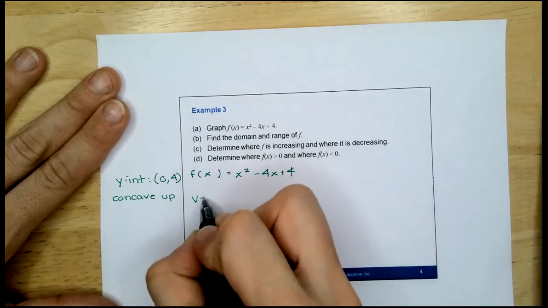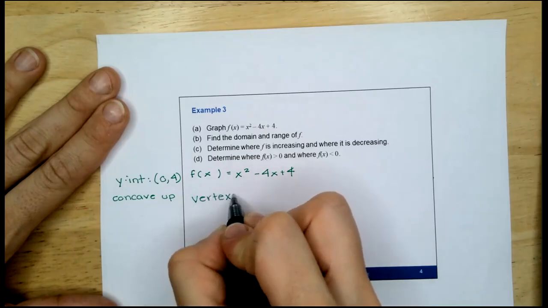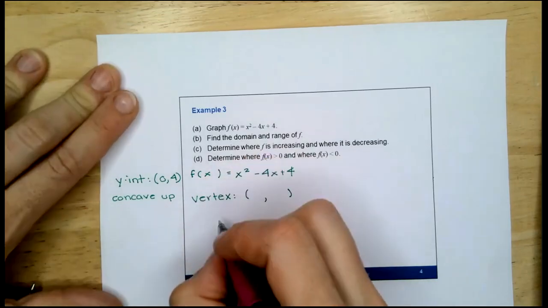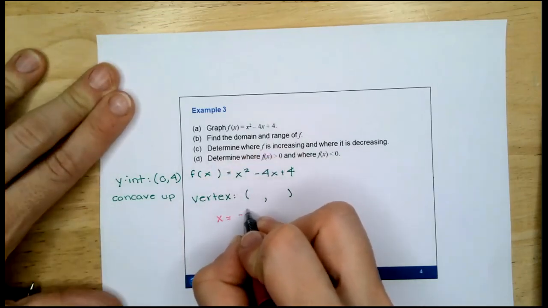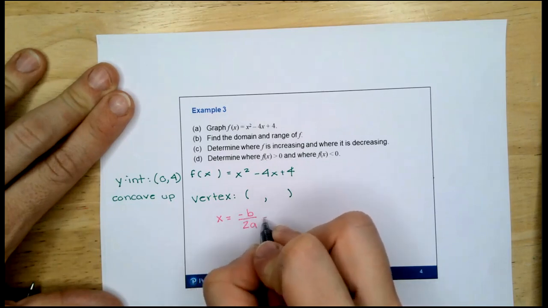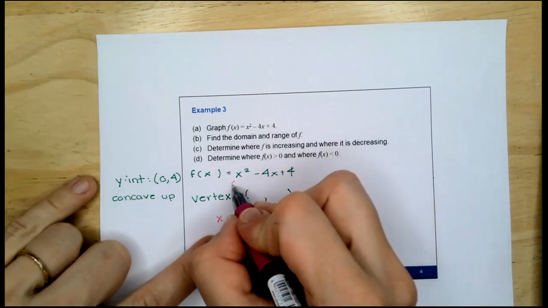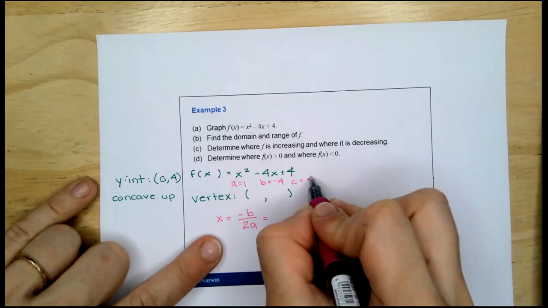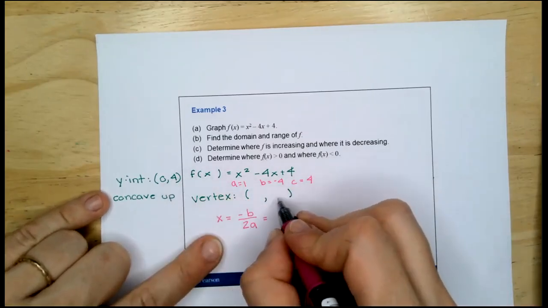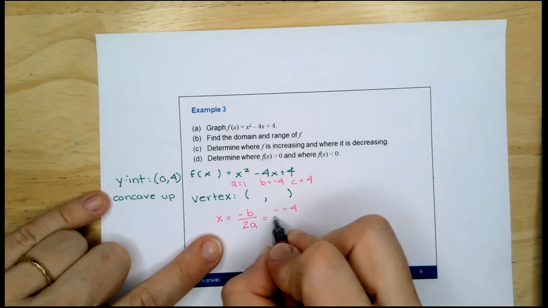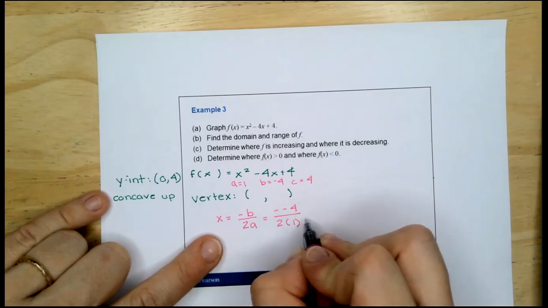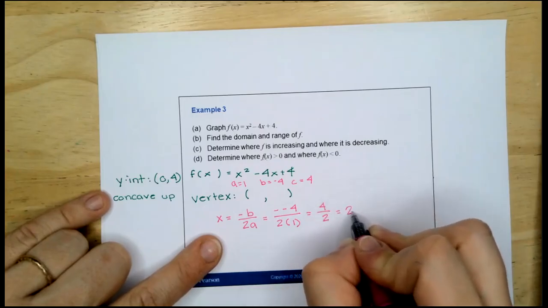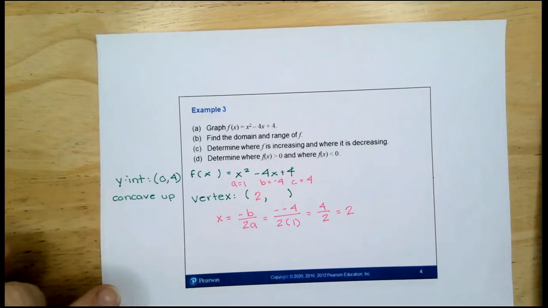And let's find the vertex. My vertex is going to have an x and a y value. The x is going to be negative b over 2a. A is 1, b is negative 4, c is 4, like there, okay? Negative b is a negative negative 4. 2 times a is 1. Good. Negative negative 4 is a positive 4. 4 over 2 is 2. So my x value of my vertex is 2.